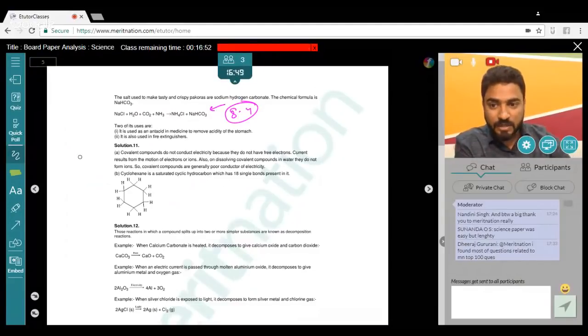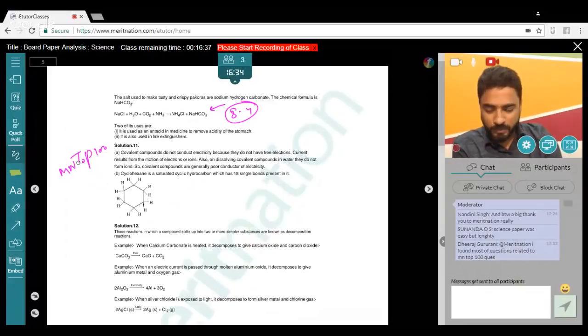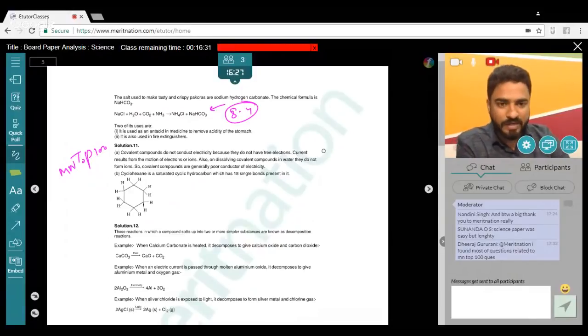Let me emphasize that this question was present in the top 100 questions which we had sent to you. If you had solved those questions, you would have got this question and it would have been a piece of cake for you. Okay, talking about the A part, what is the reason that carbon compounds have poor conductivity? The reason is that there is a lack of free electrons, due to which they are very poor conductors of electricity.